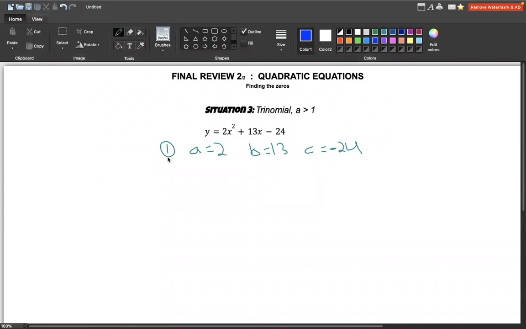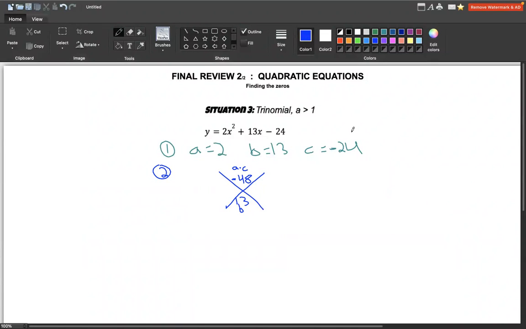Second step, no different. We are going to do our diamonds. Now, remembering that A times C goes in the top. So it's not just your C, it's your A times C. Negative 24 times 2. You could do that in your calculator, but it is negative 48. And B goes in the bottom still, so that is going to be 13.